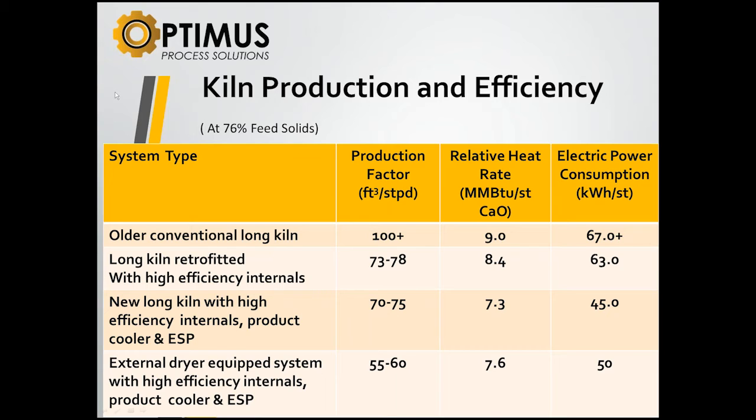New, longer kilns with high efficiency internals, product coolers, and precipitators can go as low as 70 to 75 cubic feet per ton per day, a relative heat of about 7.3 million BTU, and electric power consumption of around 45 kilowatt hours per short ton. External dryer equipped systems allow for much bigger throughput in the kiln, but are slightly less efficient.